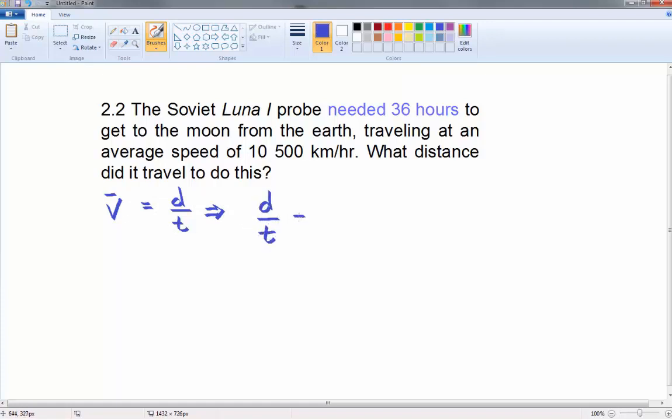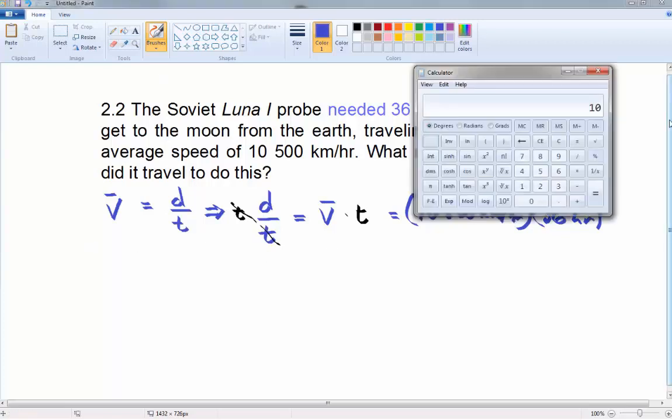If you have distance over time is equal to average speed, you can then multiply both sides by time. And so you see this side will cancel out. You're left with distance is equal to average speed times time. So that would be 10,500 kilometers per hour, and then that's going to be multiplied by 36 hours. So we need to basically multiply these two numbers together.